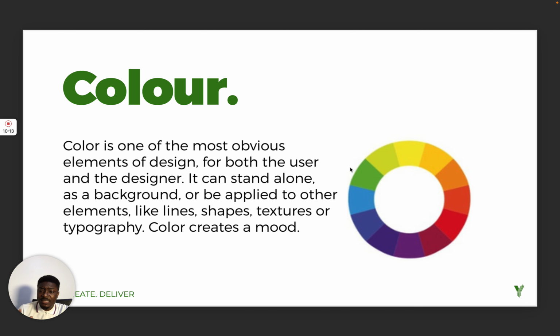Now, I want to stress this because it's so important. This bit you're looking at on my screen is color. Now, listen, color is one of the most important elements in design, and I'm telling you, it's one of the most obvious. All right, for both the user and the designer, it can stand alone as a background, and it can be applied on the elements that I mentioned before. And the elements I mentioned before include lines, shape, text, typography.